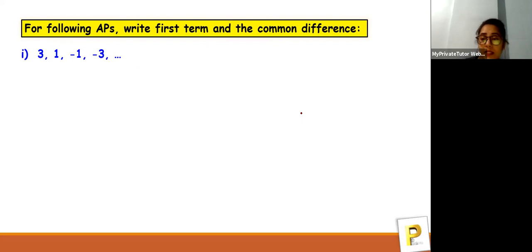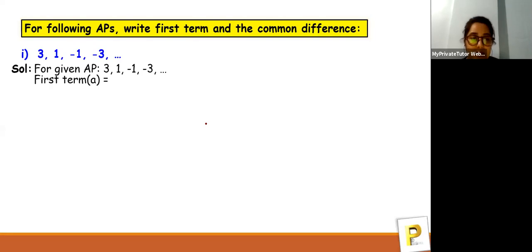Okay, I've got one answer, and let's see if that's correct or not. So the solution for the given AP 3, 1, minus 1, minus 3. First term of that AP is 3. So how will you find the first term? Whatever is the first number of the series, that will be the first term. That's it.